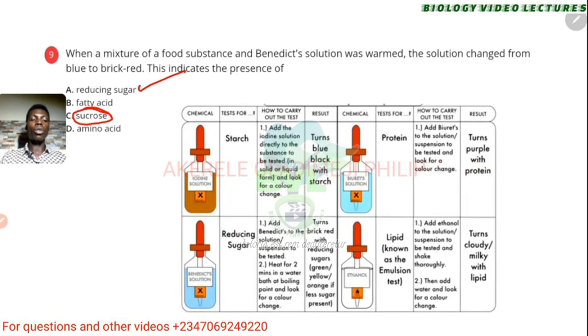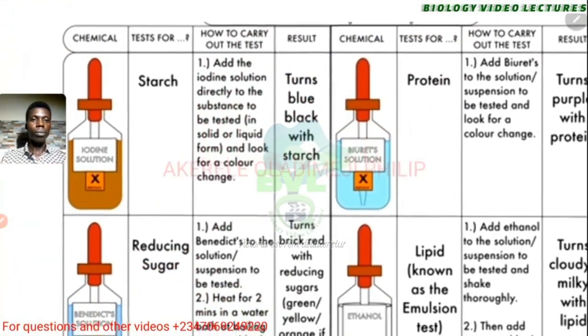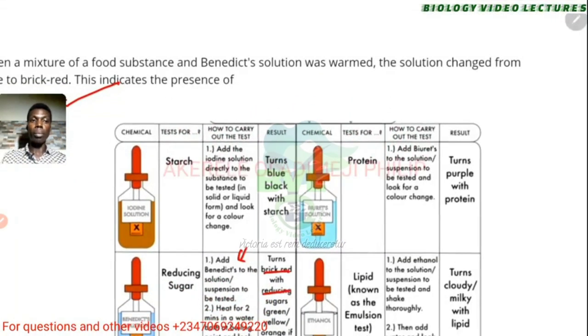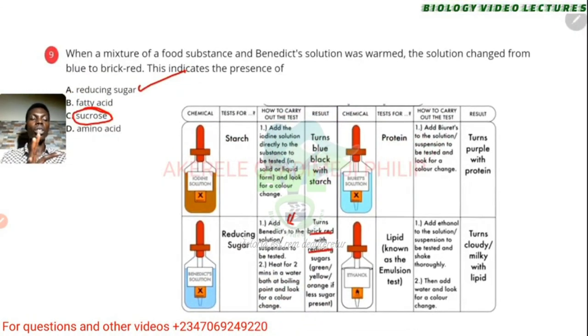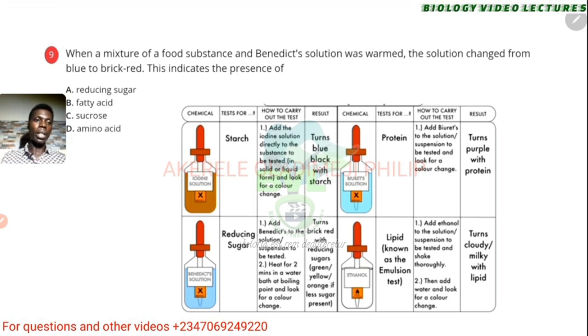All right, so now you might want to pause the video here. I added this for a reason. Looking at this, it says add Benedict's solution to the solution or suspension to be tested. Heat for 2 minutes in a water bath at boiling point and look at the change. What happens is it turns brick red with reducing sugar. So when it is a reducing sugar, that's what you see, basically. I deliberately added some of these things for you to have a better grasp of it. Pause the video here to see different food tests. If I was going to do all of these, it would take all of our time. We have separate lectures for that.